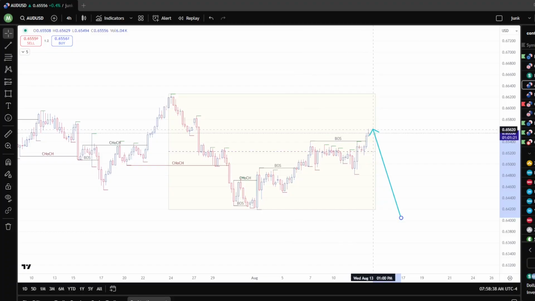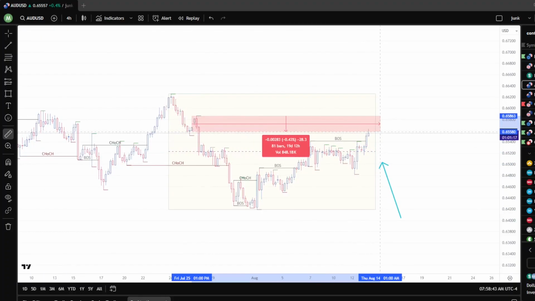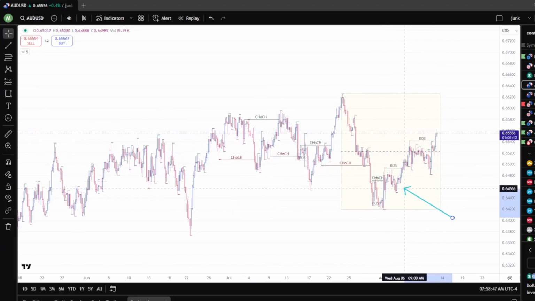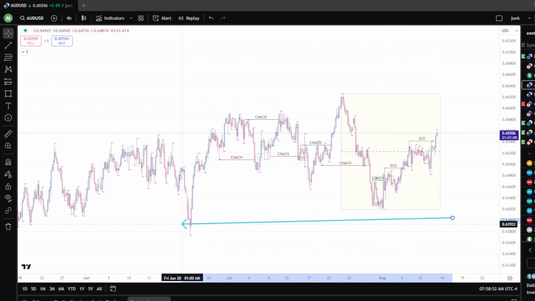Broke structure to the upside, now in premium. So watch out for this area of supply where prices could react from and send prices back down. But like I said, overall, this could be the lower high from these highs and the higher low from these lows.